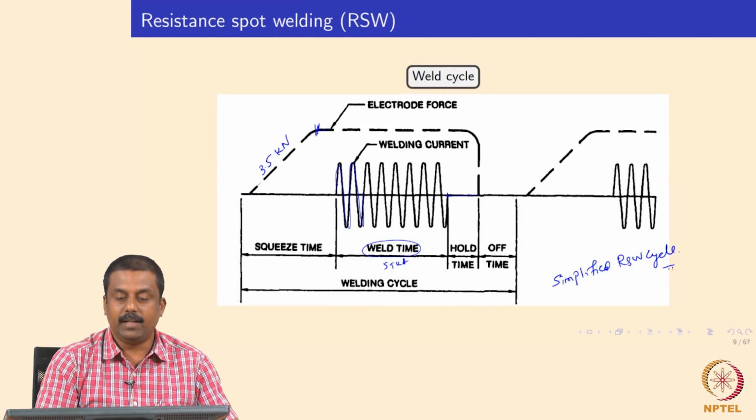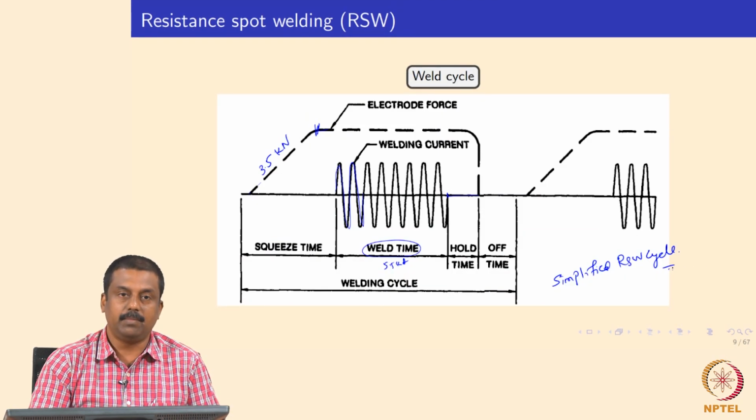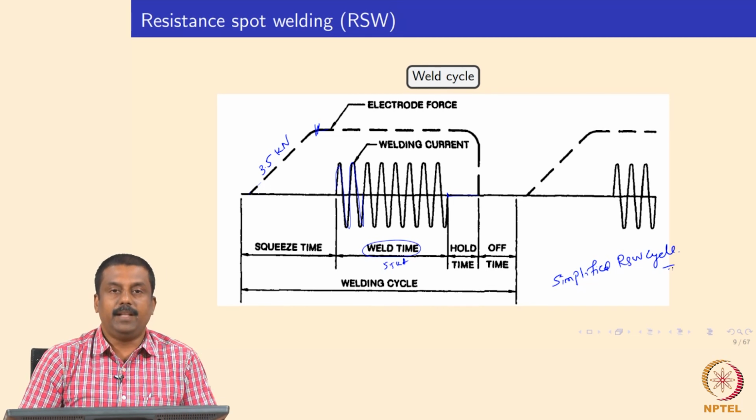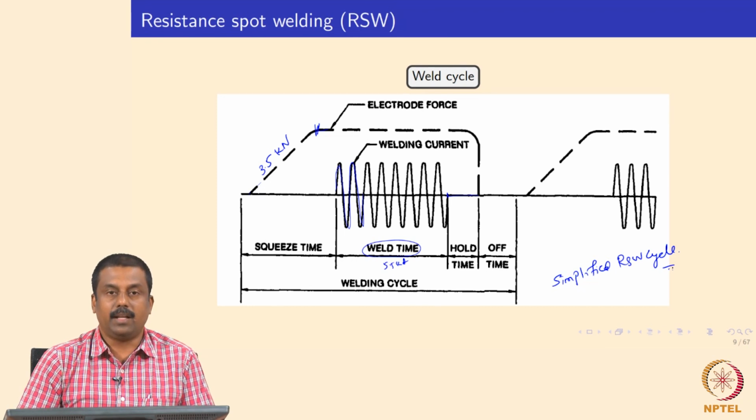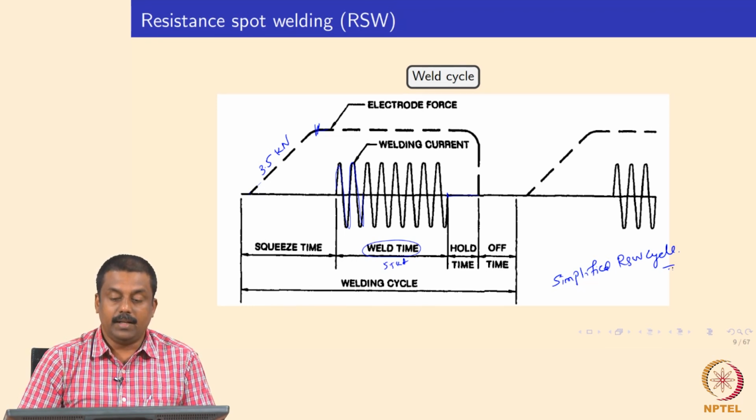But the weld thermal cycle can be as complex as possible, because if you want to modify the solidifying microstructure, we may also apply post pulsing or various other heat treatments. Because of the extremely rapid application of load and current, the entire cycle can be modified very rapidly without compromising productivity. That is why this process becomes very attractive. We will see in subsequent slides how modified weld thermal cycles can be applied in resistance spot welding.